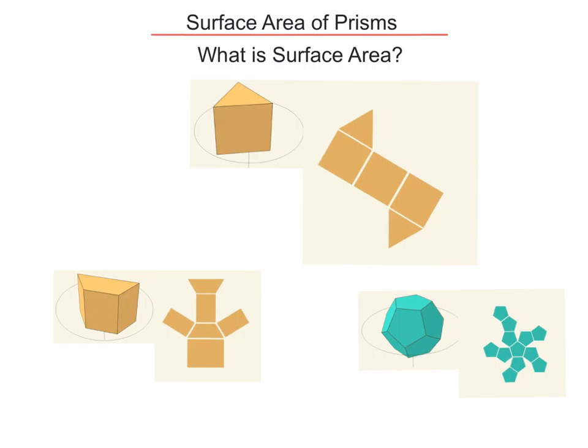A prism with a trapezium on the end, like this one here, unfolds to have this many sides as shown next to it. The two ends and the four other sides.